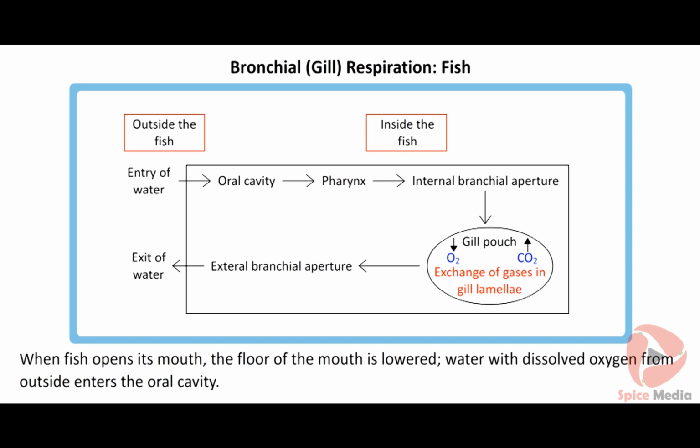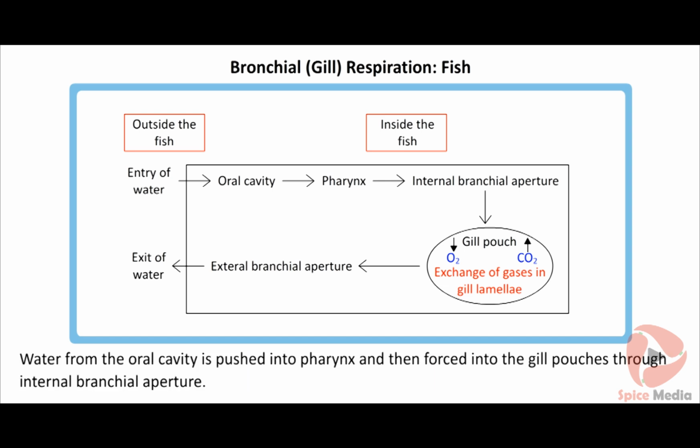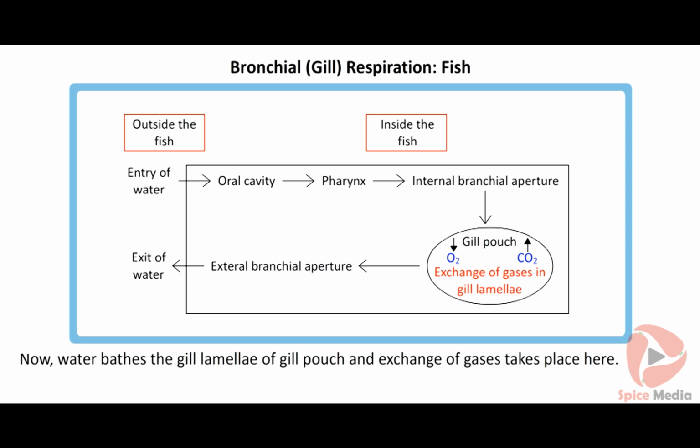When the fish opens its mouth, the floor of the mouth is lowered. Water with dissolved oxygen from outside enters the oral cavity. When the mouth closes, water from the oral cavity is pushed into the pharynx and then forced into the gill pouches through the internal branchial aperture. Now, water bathes the gill lamellae of the gill pouch and exchange of gases takes place here.